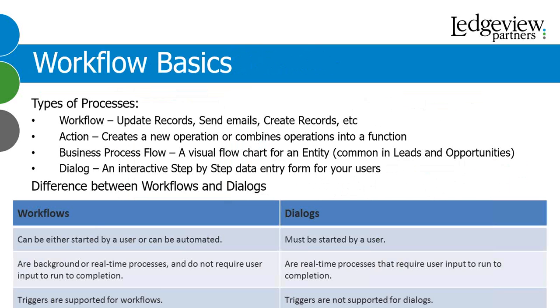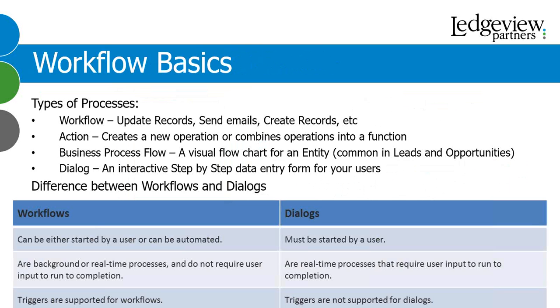We're going to start off with workflow basics. We're going to start off with types of processes. Types of processes that we have are workflows, which is the most commonly used one, which updates records, can send emails, create records, assign records. It can do a whole host of items and is a very, very valuable tool.